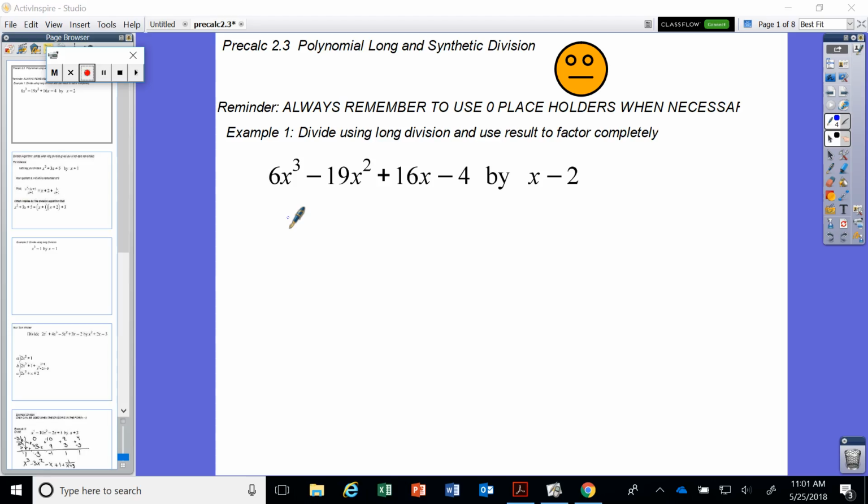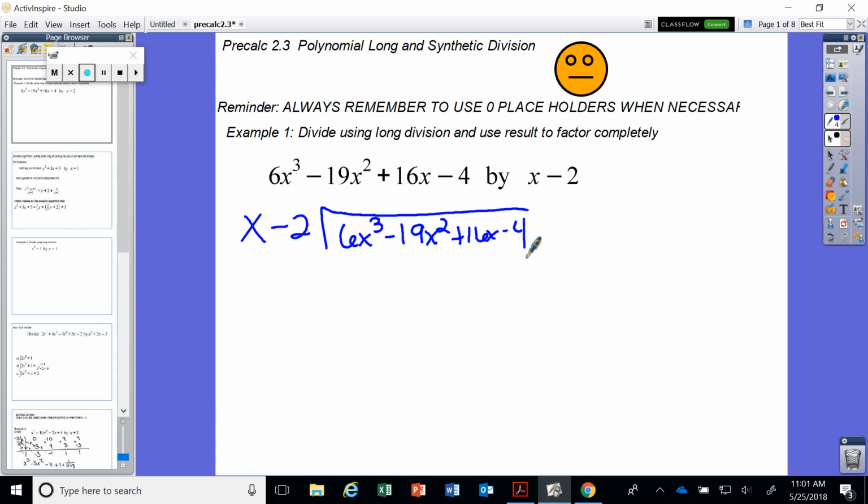So for this first particular example, we are diving on into a long division in which it is asking us to go ahead and divide 6x cubed minus 19x squared plus 16x minus 4 by x minus 2. So let's take a look and let's see if we can refresh our minds as how do we do so. So obviously, guys, on that outside we have our x minus 2, and we are going to be dividing that on into 6x cubed minus 19x squared plus 16x and minus 4.